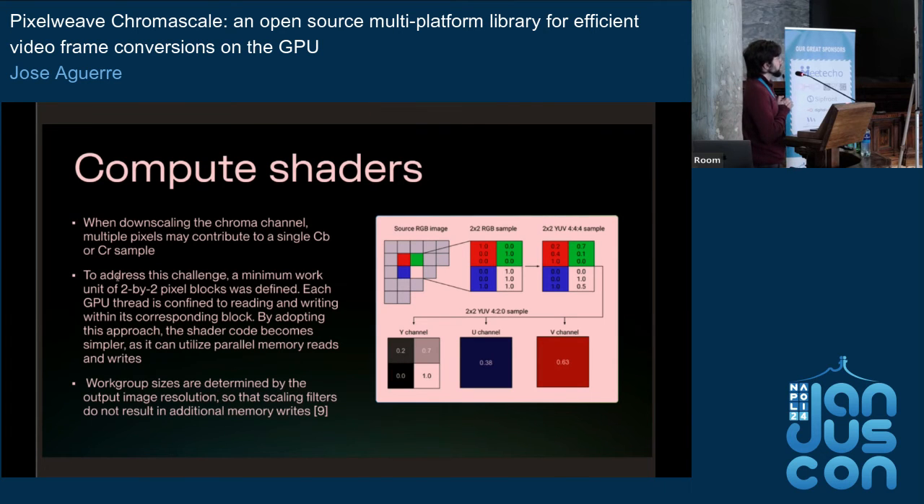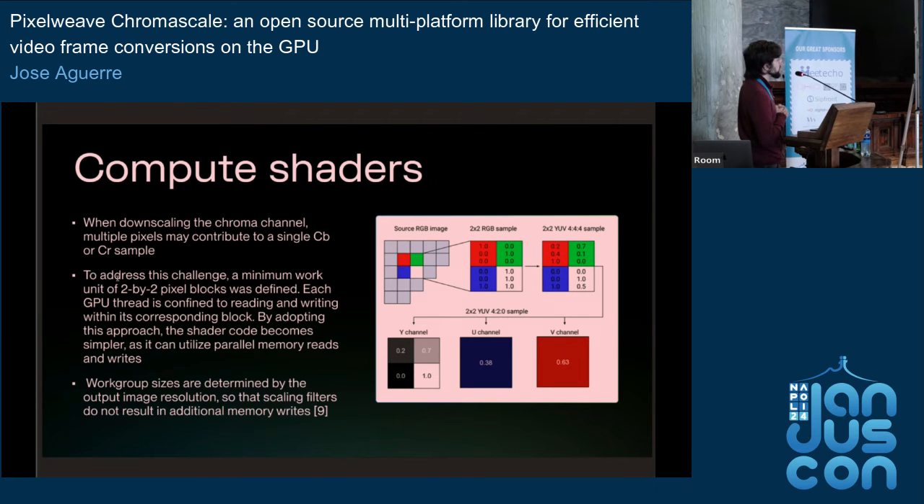So in order to do the conversion, once we have the video in the GPU memory, what we do is we use compute shaders to do the conversion. There's a nice picture there that explains a little bit how it works, but basically we have a problem that can arise from the different sizes of the input and output image and the different pixel formats and chroma subsampling.